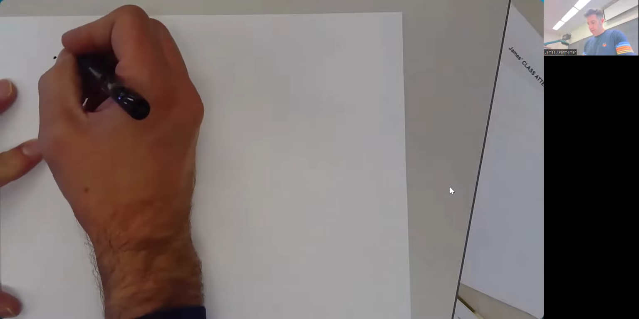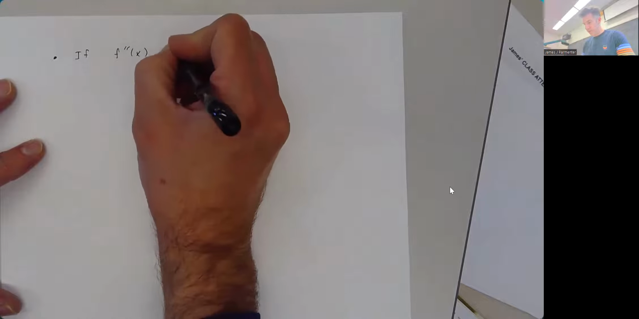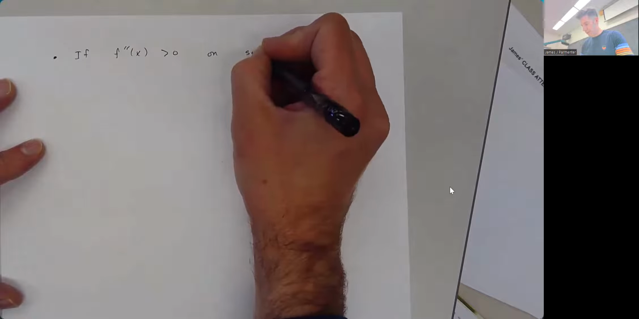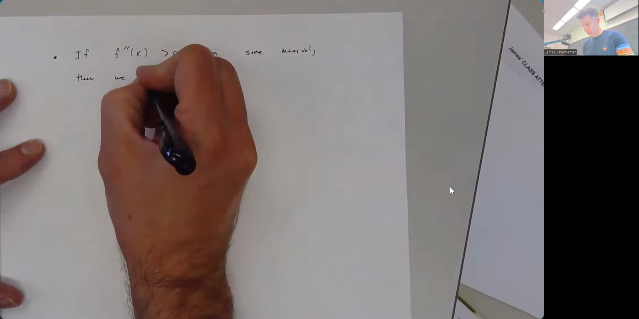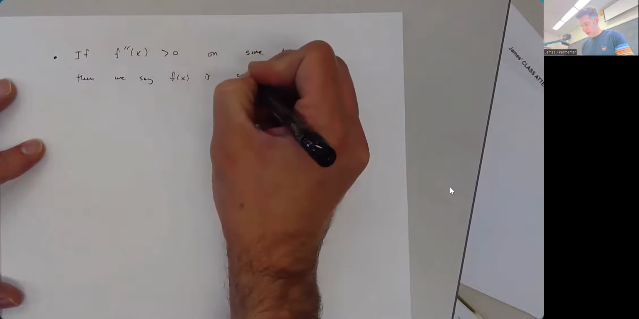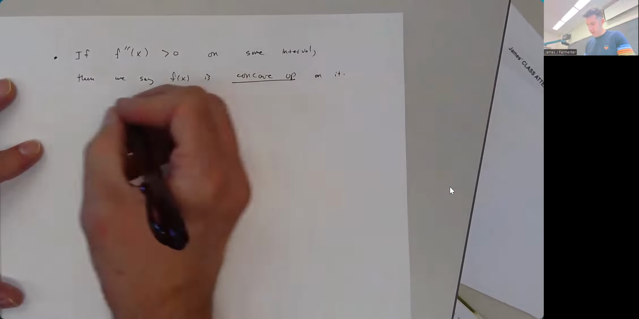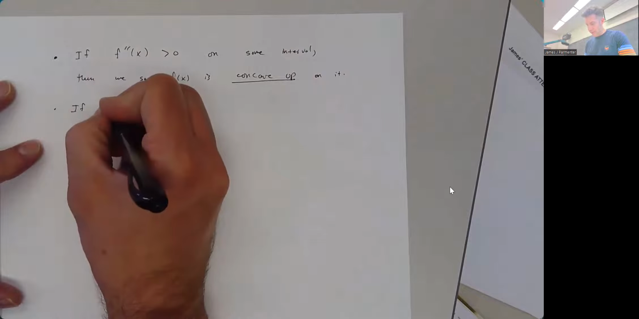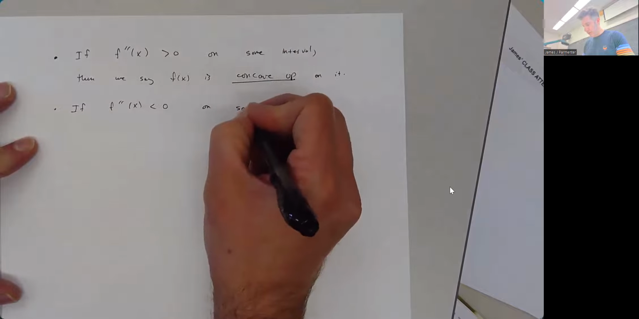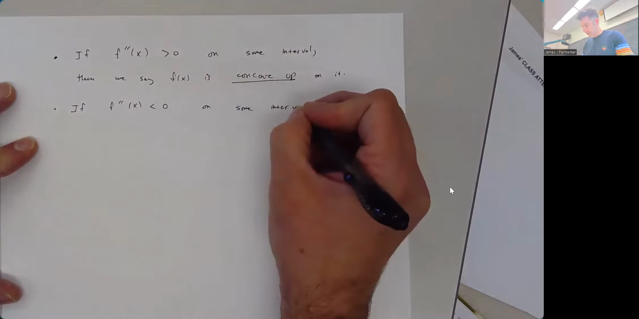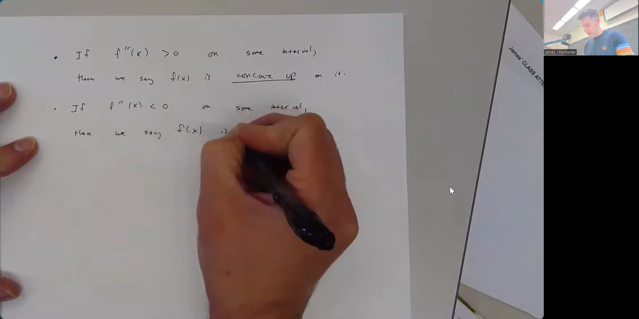So if f double prime of x is greater than 0 on some interval, then we say that f of x is concave up on that interval. Similarly, and these are not the most important words I've ever written down because we're really going to draw some pictures that make it look much nicer, if the second derivative on some interval is negative, then we say that the function f of x is concave down.